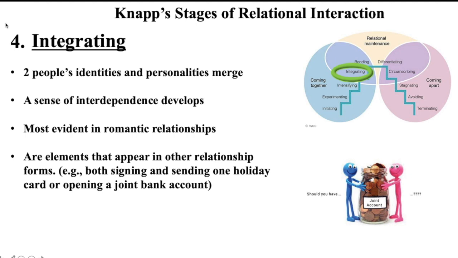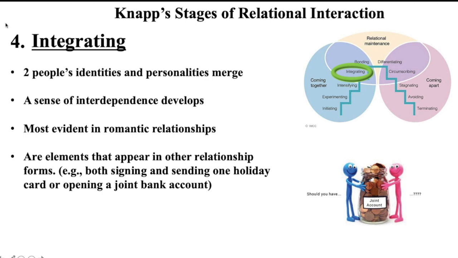We have integrating here. And this one I want you to start. The next two slides or stages are pretty much exclusive to romantic relationships. But when we start to integrate, this is where two people's identities and personalities begin to merge. So they kind of are a two for one deal. A sense of interdependence develops, okay, meaning you start to rely on that boyfriend or girlfriend that you've moved in with, or husband or wife.